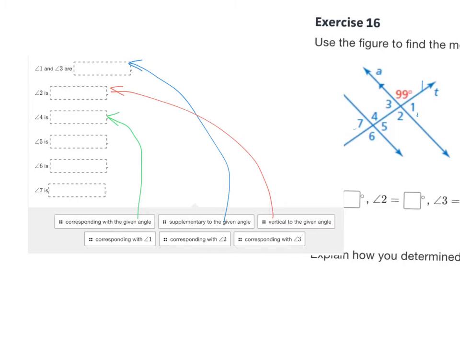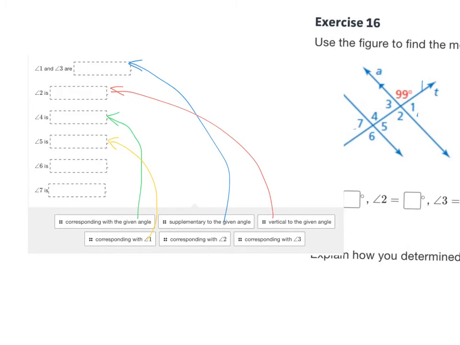Number 5. Number 5 does not have a relationship to the angle, so I'm going to look for something else. 5 corresponds to angle 1. It's in the same position, right? You see this? Right, it's on the right-hand side of the x. So 5 and 1 are corresponding. So we got corresponding to angle 1.